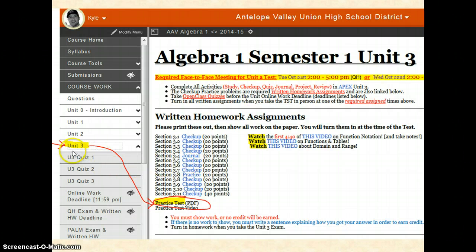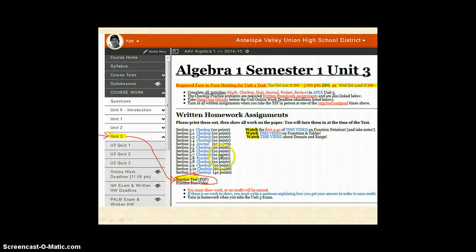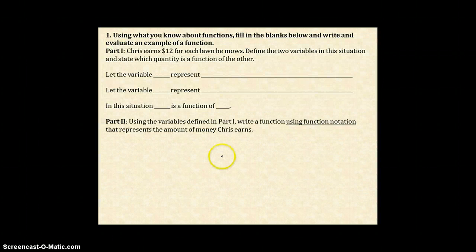First thing you should do is click on the Unit 3 tab in Open Class and download and print out the practice test. Once you've done that, it's time to begin.